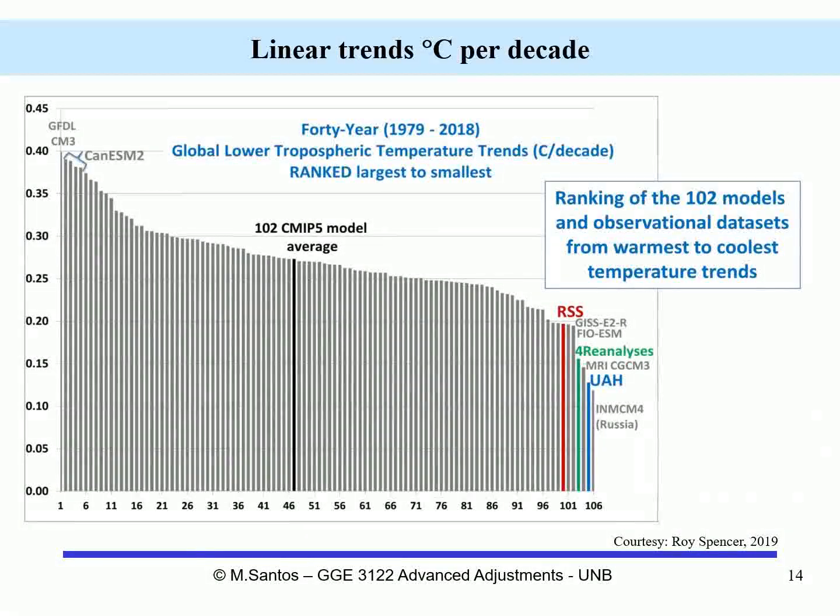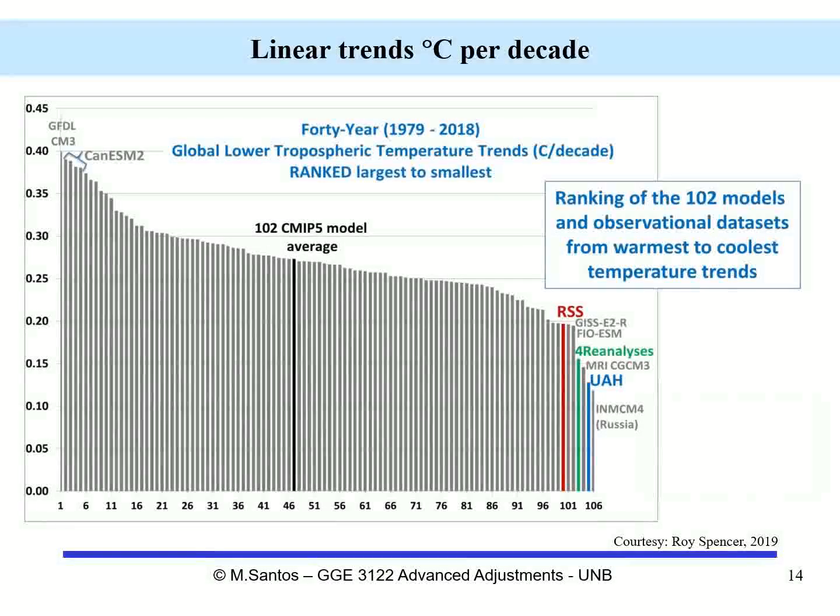The highest trend on the left is given by the Geophysical Fluid Dynamics Laboratory, GFDL, coupled physical model CM3. Then we have Environment Canada models, CAN-ESM2, Canadian Earth System models. They are all showing a positive trend in temperature of 0.4 degrees per decade.